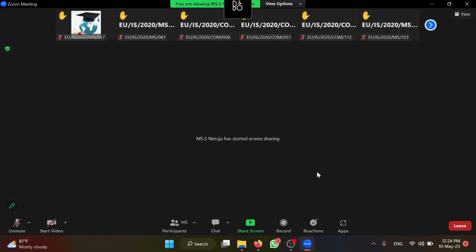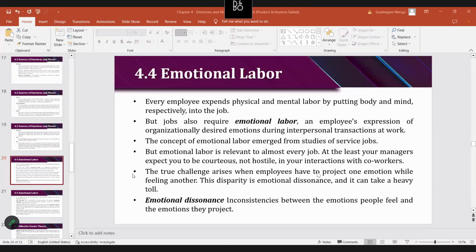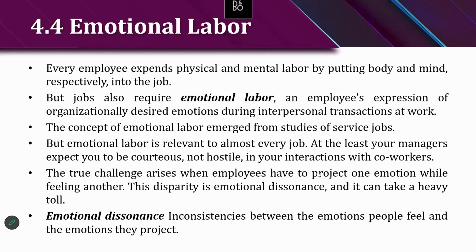We have left off at the sources of emotions, and the next concept is emotional labor. Emotional labor is a labor category where the employee's expression of organizationally desired emotion during interpersonal transactions is required. Everyone at work experiences different kinds of emotions, but not every job requires emotional expression. In some organizations, employees are required to express different feelings towards clients or customers. Jobs that require this kind of emotional expression are called emotional labor.